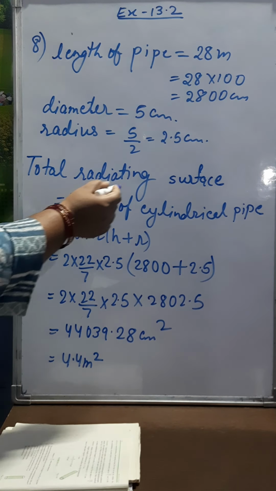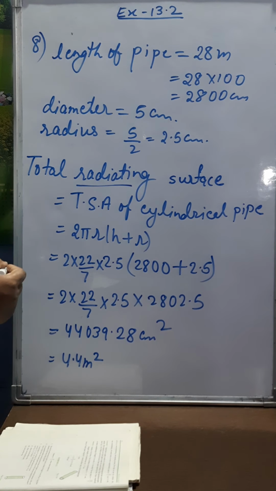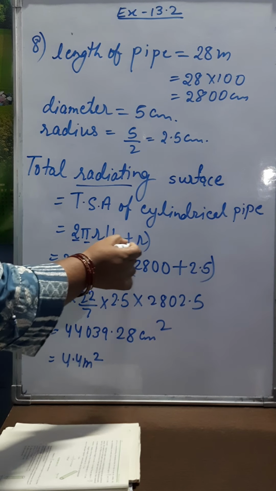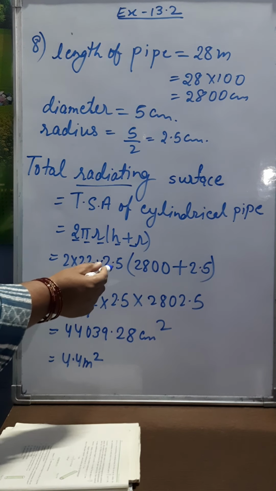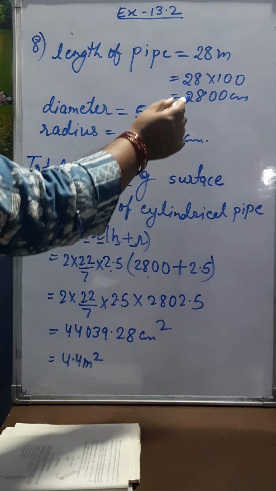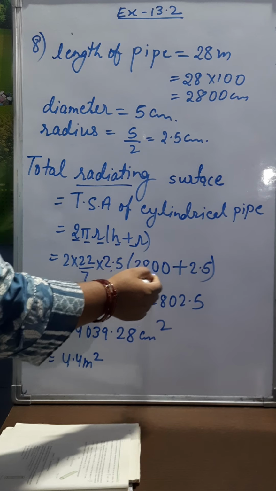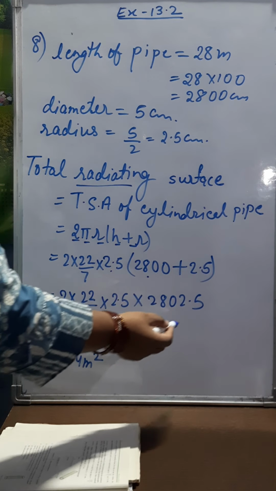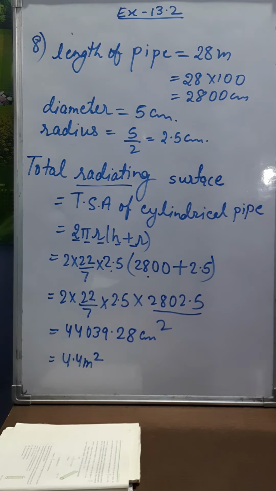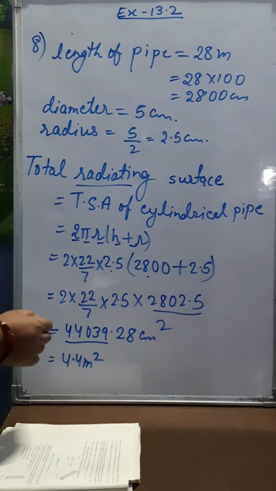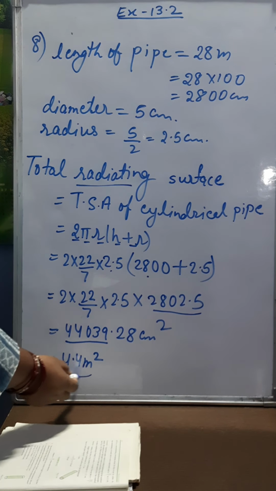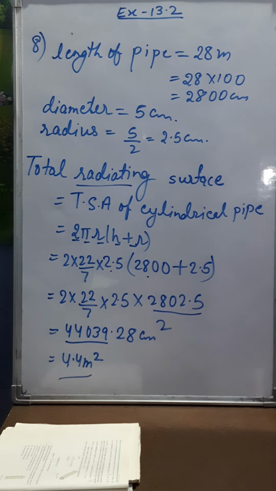So total radiating surface means the total surface area of the cylindrical pipe. We know the formula 2 pi r (h plus r). So we can put the values. It is 2 into 22 by 7 into 2.5, multiplied by the height or length of the pipe, 2800, plus 2.5. When these two are added, we get 2802.5. And when you calculate it, you will get 44,039.28 centimeter square. When it is converted into meter square, we will get 4.4 meter square. Now you see question number 9.